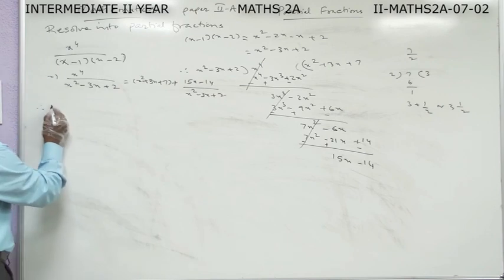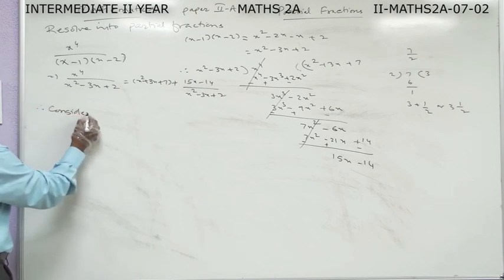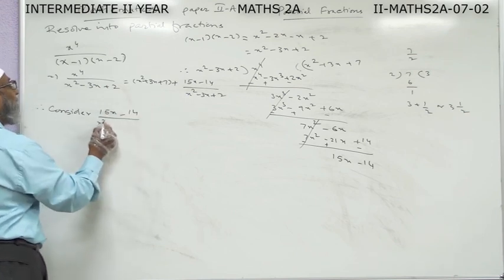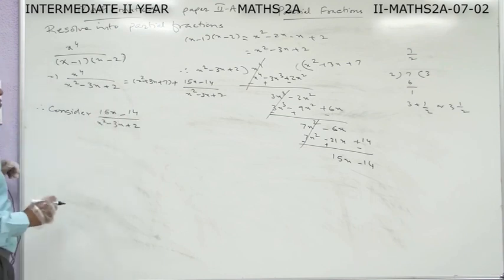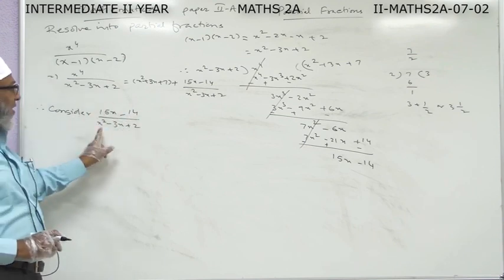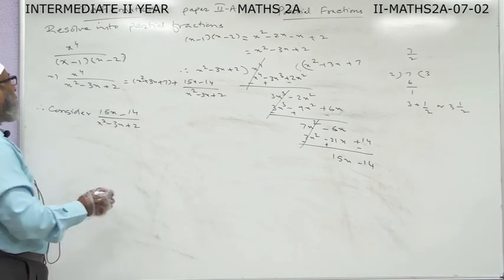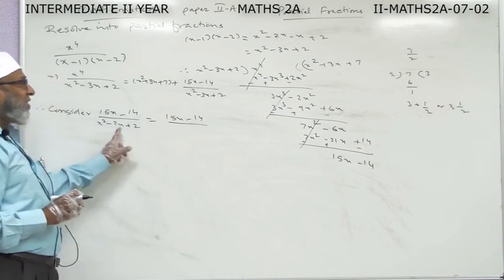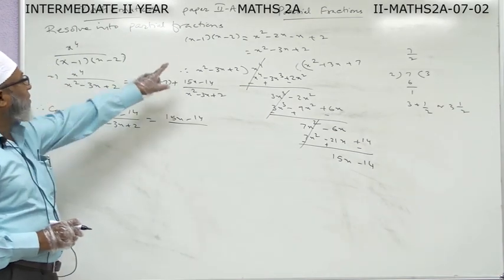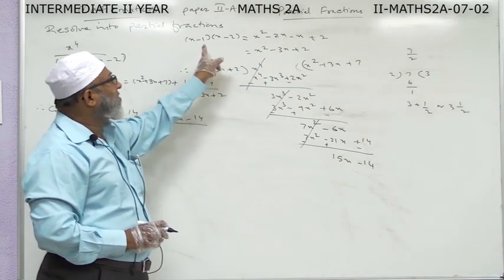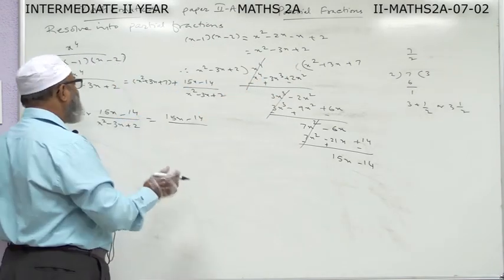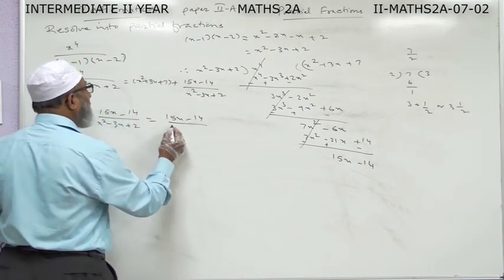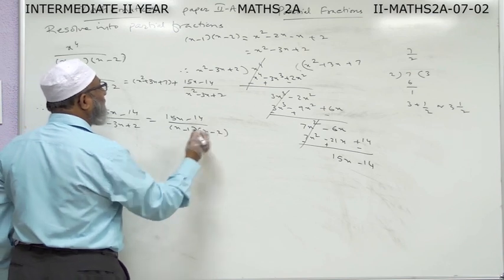Therefore, consider (15x minus 14) divided by (x square minus 3x plus 2). Now, I know that x square minus 3x plus 2 has factors x minus 1 and x minus 2. Therefore, I am replacing x square minus 3x plus 2 by x minus 1 into x minus 2.